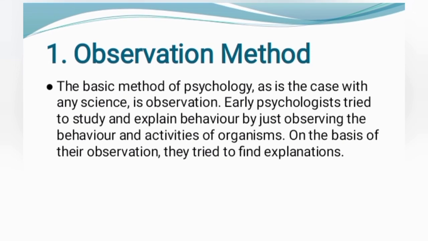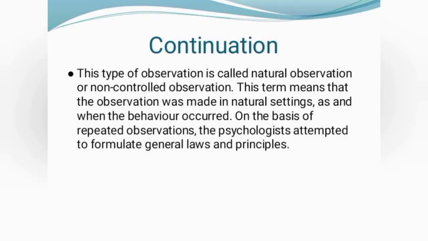Now let us see in detail about observation method. The basic method of psychology is observation method. Early psychologists tried to explain and study behavior by just observing the behavior and activities of organisms. So on the basis of their observation, they tried to find explanations. This type of observation is called natural observation or non-controlled observation. This term means that the observation was made in natural setting and when the behavior occurred. On the basis of repeated observation, the psychologist attempted to formulate general laws and principles.